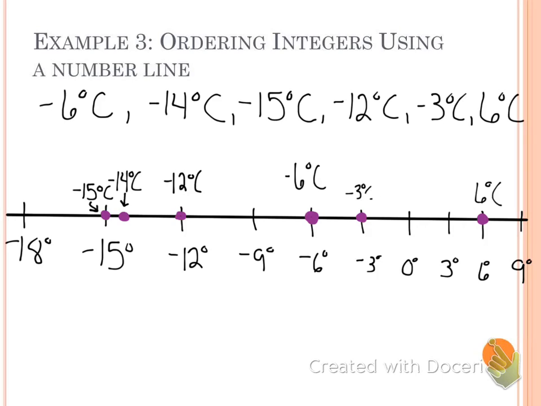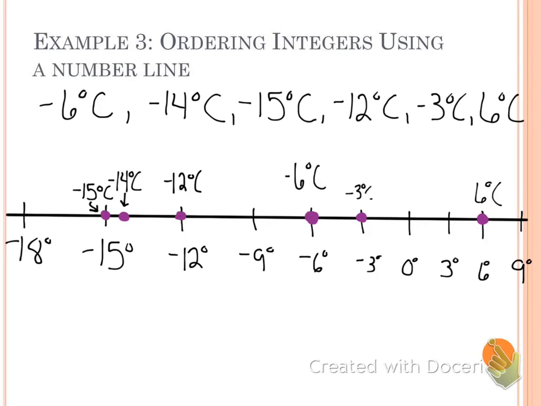All right, does yours look kind of like that? Yes. All right, so that's how I would basically order them on a number line. And again, I'm using a number line so that I can clearly see that 6 is the largest, and negative 15 is the smallest degree, or the lowest degree. So you're just using number lines to compare integers.